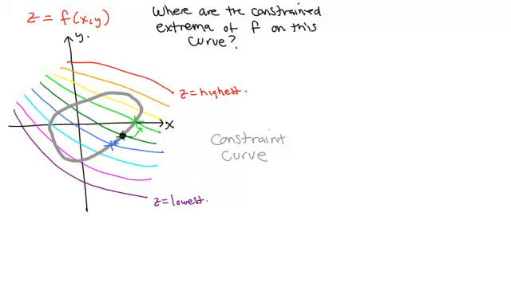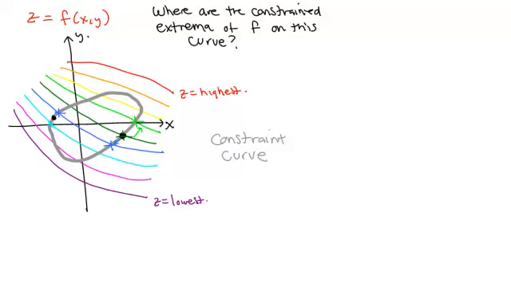Draw a random point, say this dot right here. Ask, is it a max or minimum? Well, it can't be a maximum because if I were to go to this point right here, I'd have a higher z-value. And it can't be a minimum because this point right here has a lower z-value.